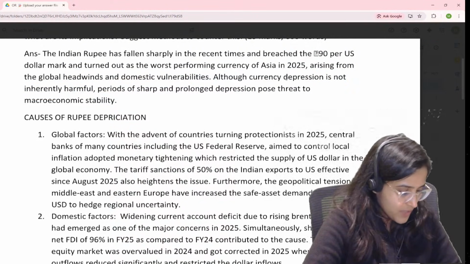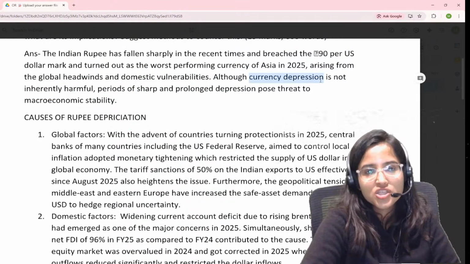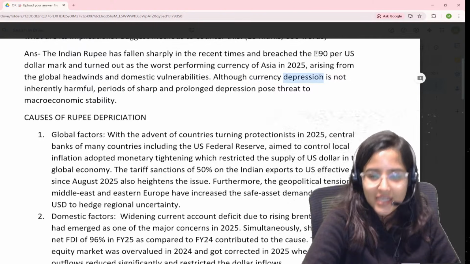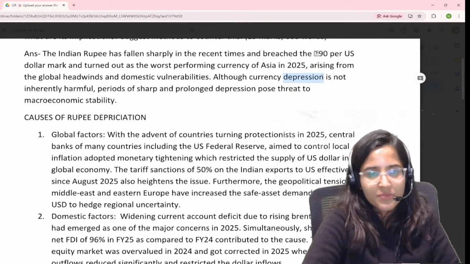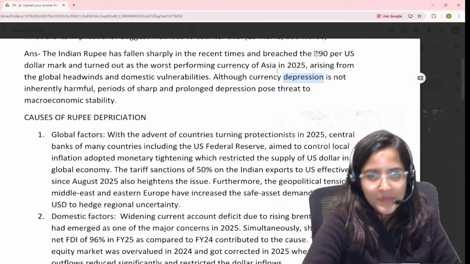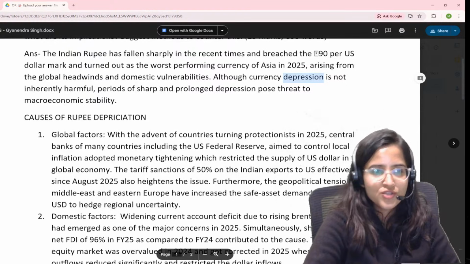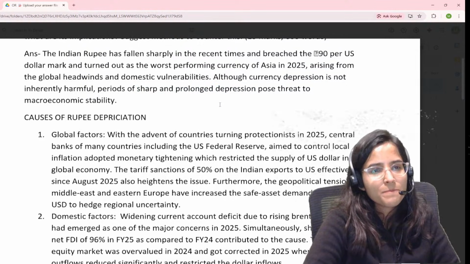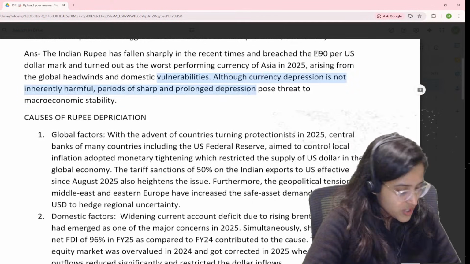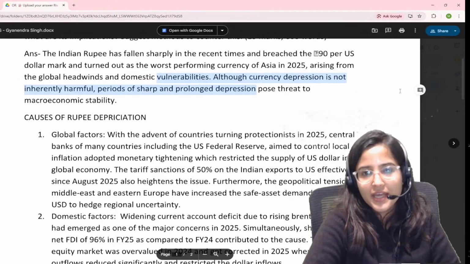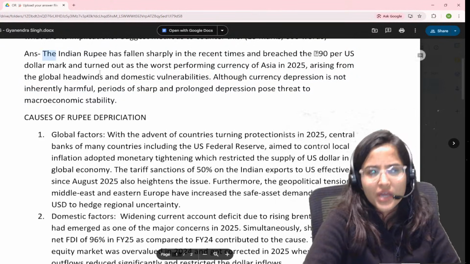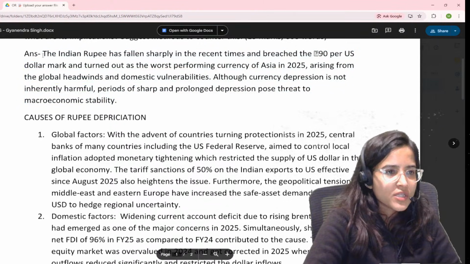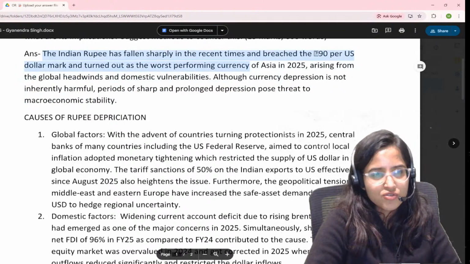देख लो भाई, ज्ञानेंद्र ने लिखा है करेंसी डिप्रेशन, तो ये वाली गलतियां नहीं करनी है. डिप्रेशन डेप्रिसिएशन का डिप्रेशन नहीं बनाना है ना. इट इज नॉट इनहेरेंटली हार्मफुल. पीरियड्स ऑफ शार्प एंड प्रोलॉन्ग डिप्रेशन पोज थ्रेट टू मैक्रो इकोनॉमिक. देखो तो डिप्रेशन डेप्रिसिएशन का डिप्रेशन नहीं बनाना है. ओके, एंड इंट्रोडक्शन को ठीक करो यार. दिस पूरा यू हैव रिटन दिस स्टेटमेंट इवन इन भक्तिज आंसर आल्सो आई थिंक, है ना.